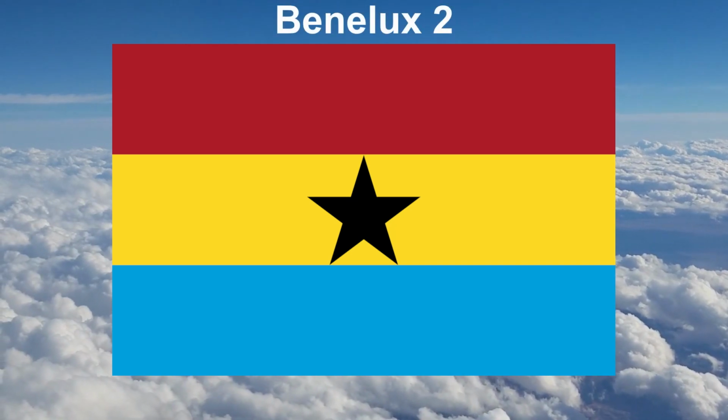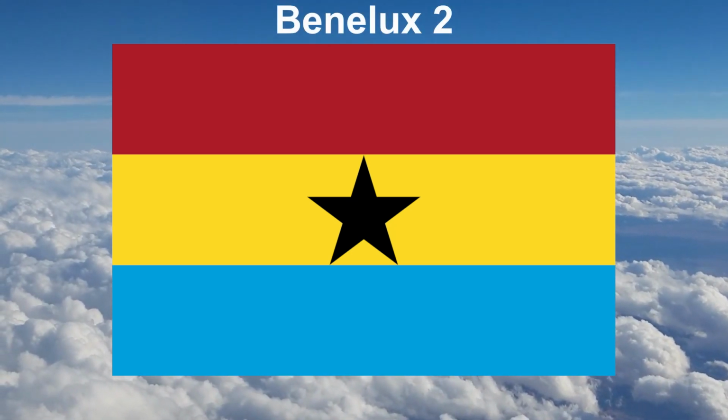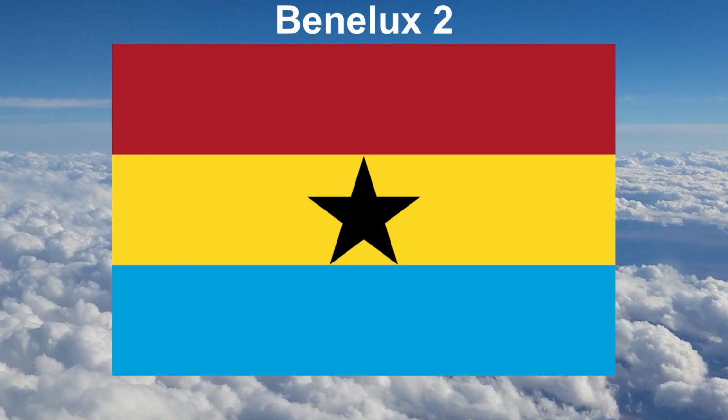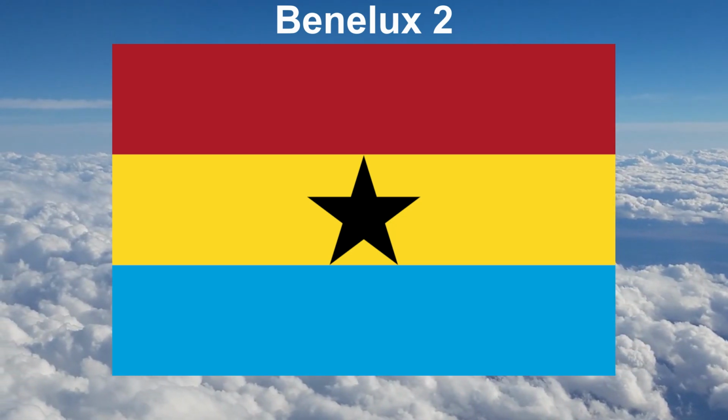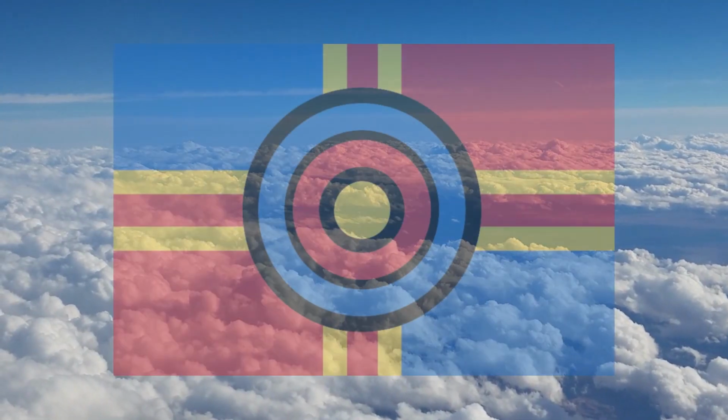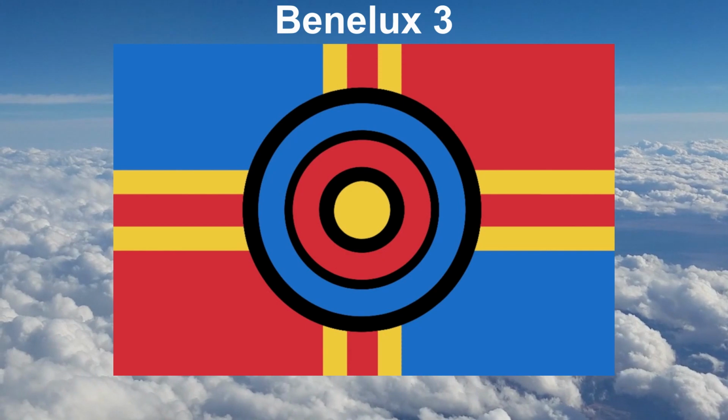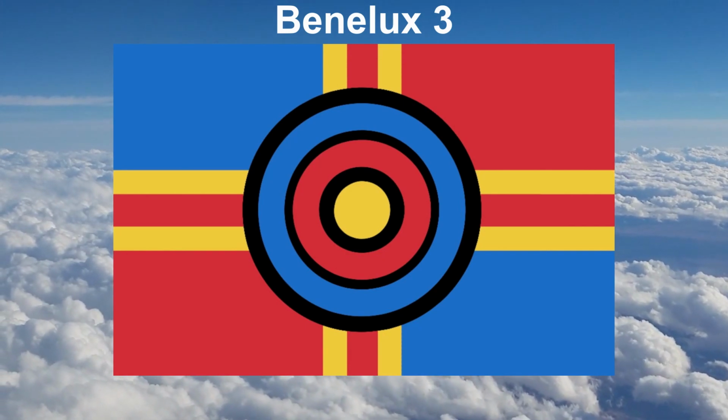The red represents the Netherlands, the yellow for Belgium, and the light blue represents Luxembourg, the 3 countries that made up the Union. The black star in the middle is for the unity between the 3 countries. Next is entry 3. The cross shape represents Christianity, the religion of all 3 states.